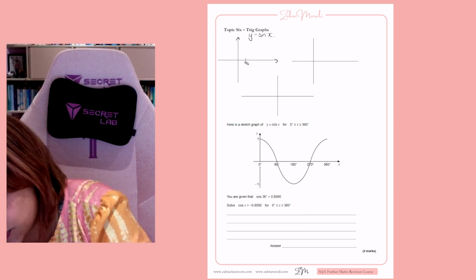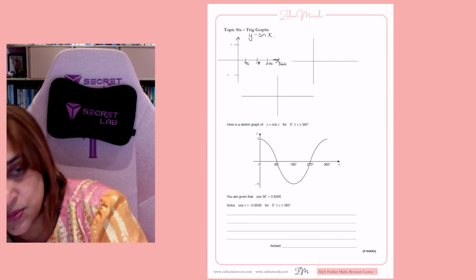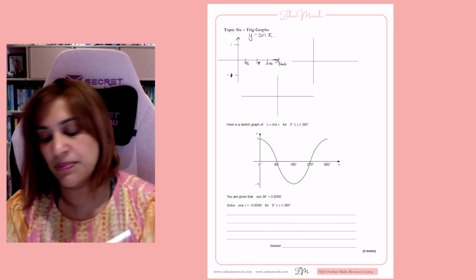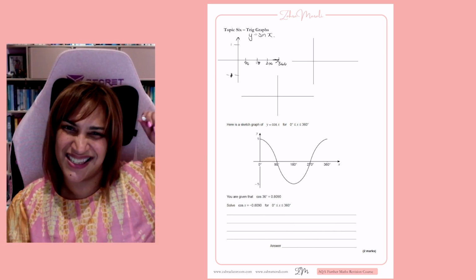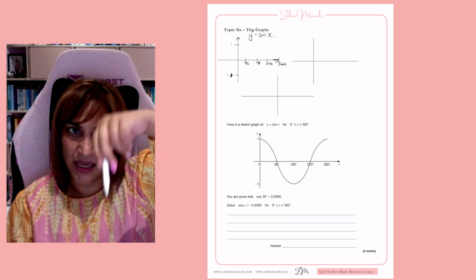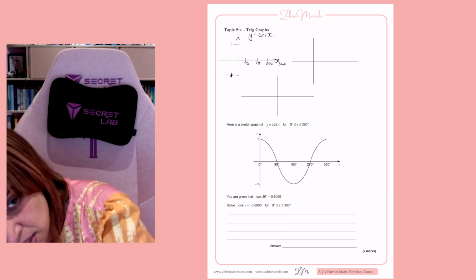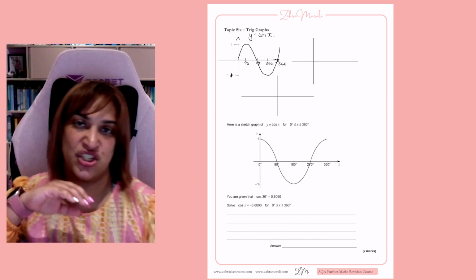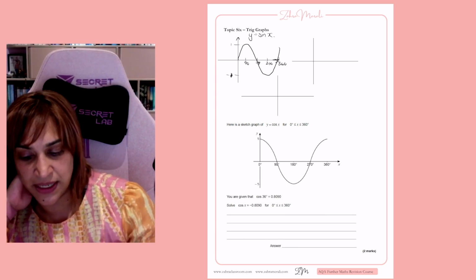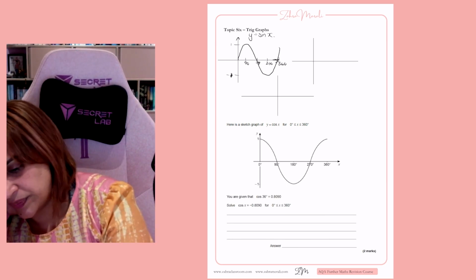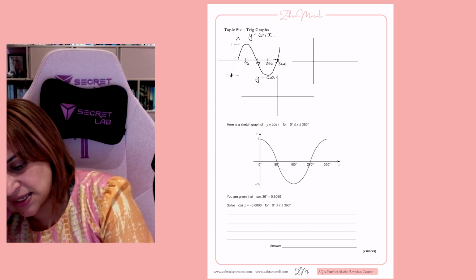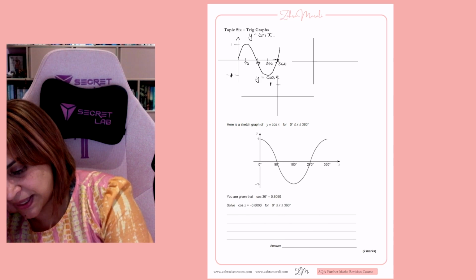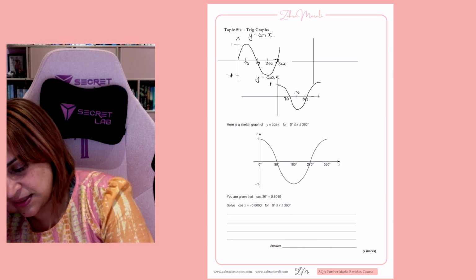So 90, 180, 270, 360, always between 1 and minus 1. What you need to remember with a sine graph is it starts at 0 and it's a sine curve, so you start at 0 and get a sideways S shape. Sine, sideways S. Y equals cos x starts at 1 and you get a bucket shape. So that's 90, 180, 270, 360.